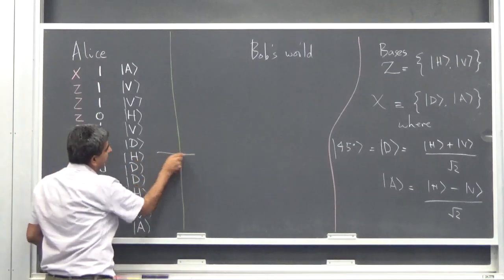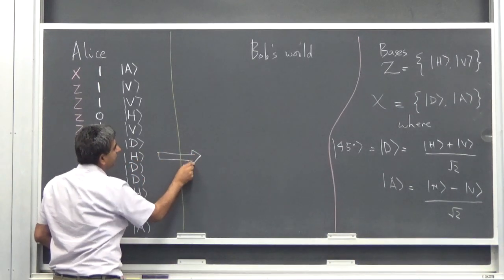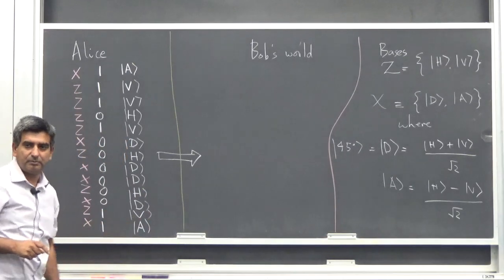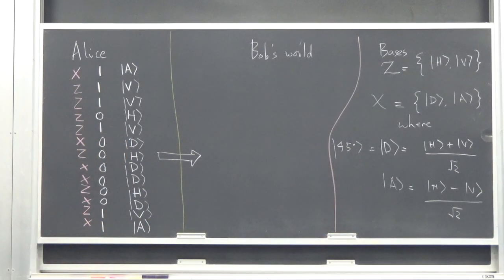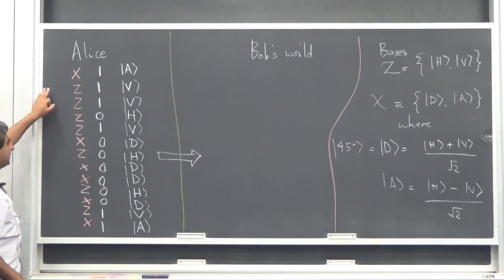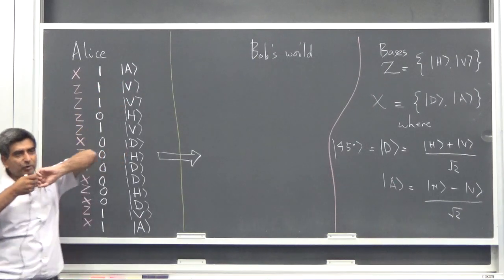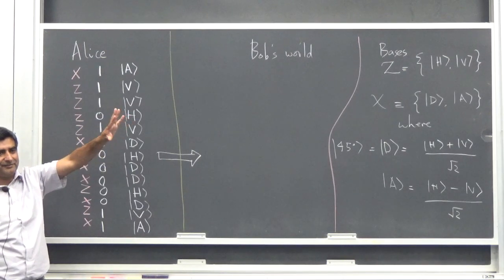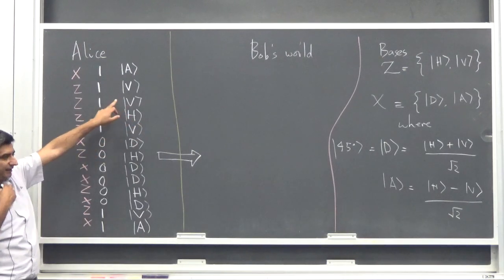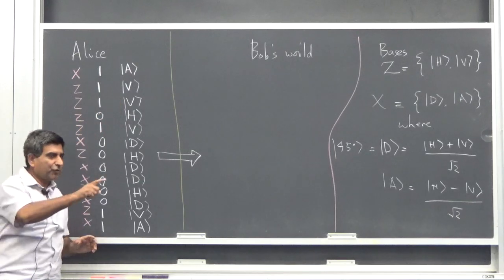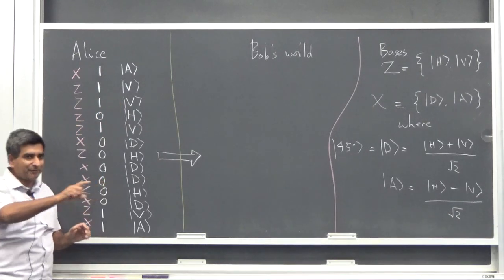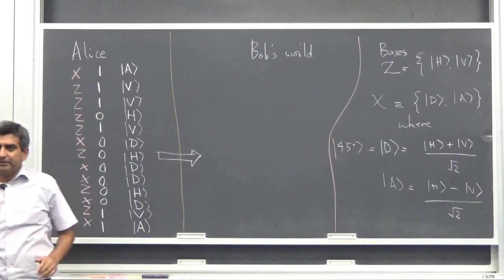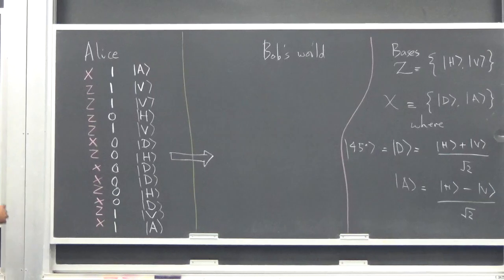And these photons then go, they don't go to bat, they go one by one to Bob. So a photon is transmitted in this time slot, the first time bin a photon is transmitted in the antidiagonal state to Bob. Then the next time bin, a vertical photon goes out, then a vertical photon goes out, and so on. And this process repeats itself. The idea that we would like to pursue is how do we generate a key.